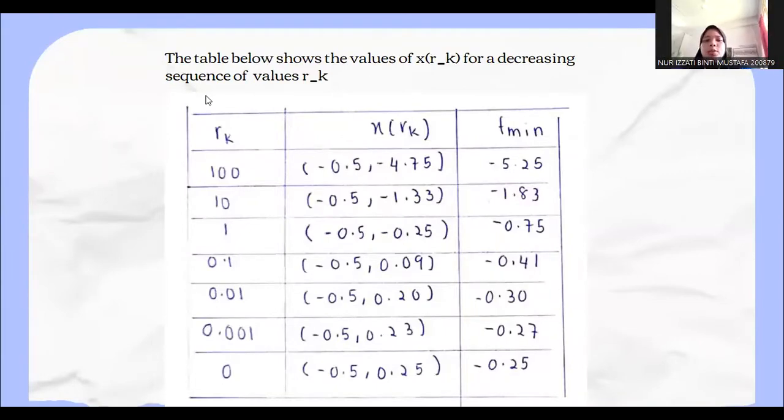So now we are supposed to start the minimization process from x naught, where r is 100, and the table below shows the value of x(rk) for a decreasing sequence of values of rk. We can see that when the value of r decreases, the value of f minimum keeps increasing. For example, when r is 100, the f minimum is -5.25, and when r is 0, the f minimum is -0.25. We can observe that for very small rk, the technique produces a good approximation of the actual solution.